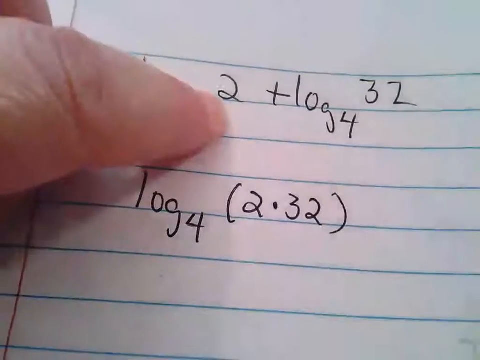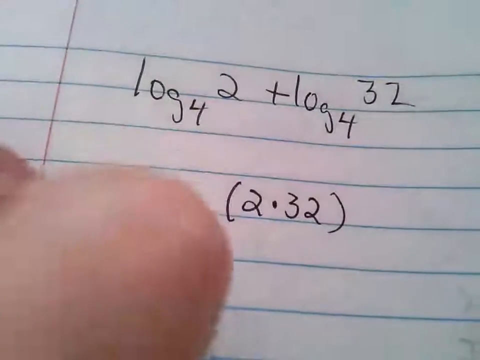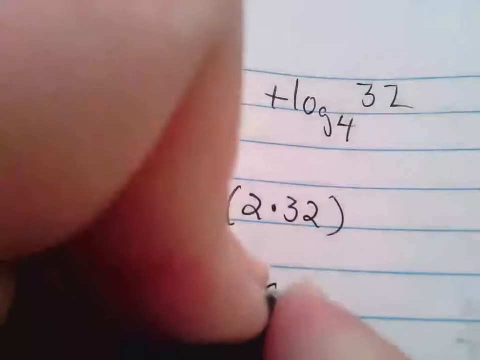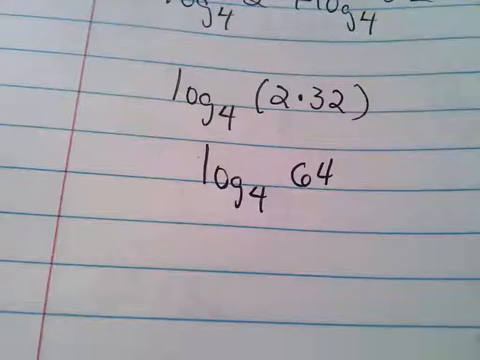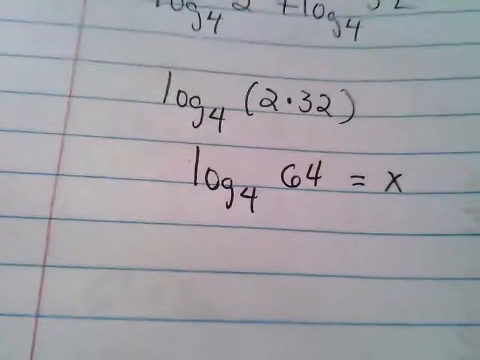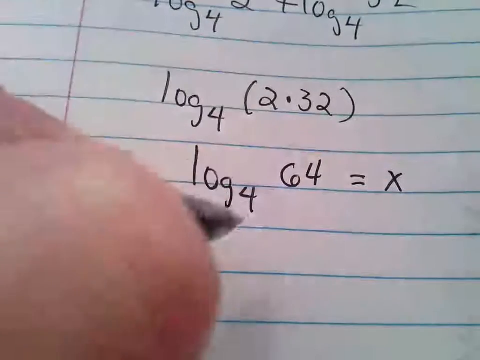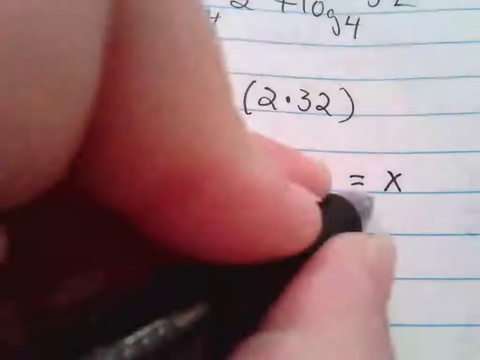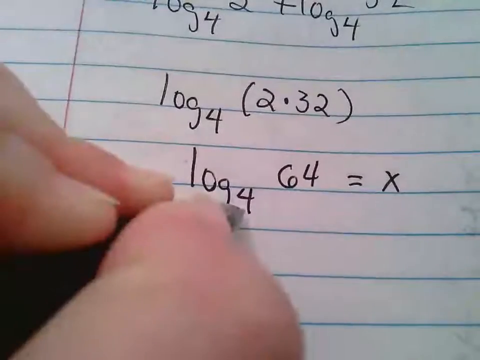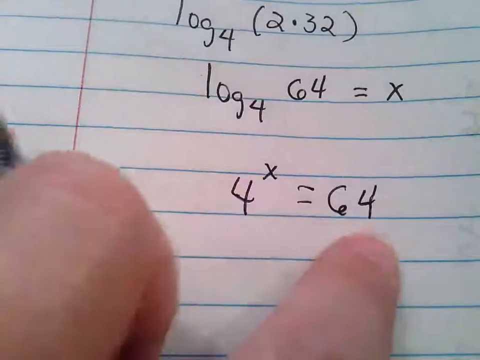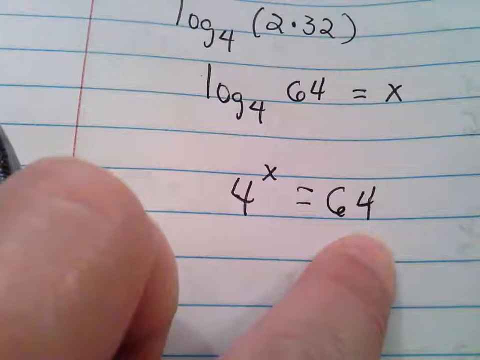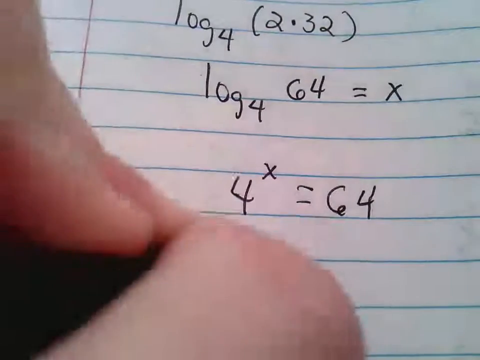Okay, so I do 2 times 32 is 64. So I have log base 4 of 64. And now I write that one as an exponential because I'm looking for what that is. I can put an X out here, a Y, whatever, an N, whatever variable I want to. I can put a question mark. But I need to put something because I've got to write it as an exponential. So this is base 4 to that exponent equals 64. So 4 to what exponent is 64 is what I'm looking for. Okay? And it's going to be 3.